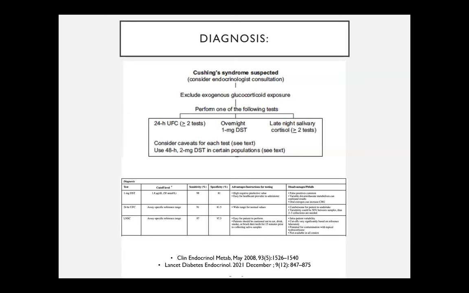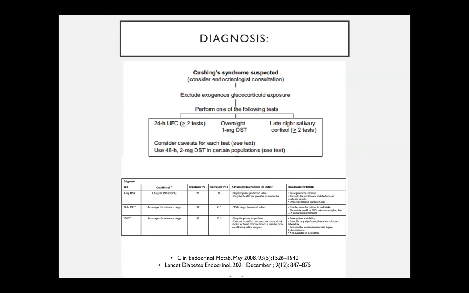The choice is based, first of all, on our suspicion, but also on some pitfalls that are related to the test. For example, if we suspect that a patient has an adrenal source of hypercortisolism, the first test that we would think of is the 1 milligram dexamethasone suppression test, since that shows a higher sensitivity. In this test, we give dexamethasone 1 milligram at bedtime or at 11 o'clock, and then we measure cortisol and dexamethasone levels in the morning at 8 o'clock. If the cortisol level is less than 1.8, then we know that cortisol production is excluded.